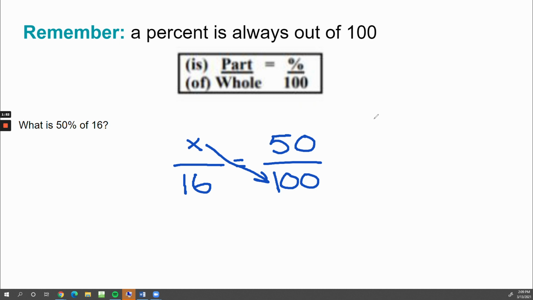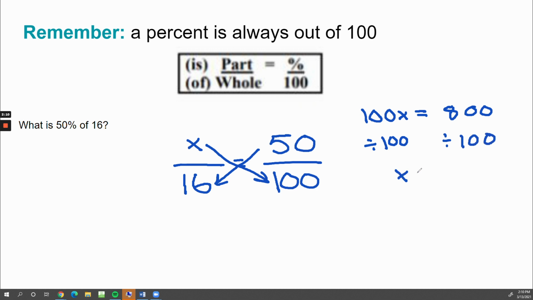We would cross multiply and get 100x equals 50 times 16, which is 800. We need to divide by 100. And we're going to get x equals 8. So that tells me that 8 is 50% of 16.